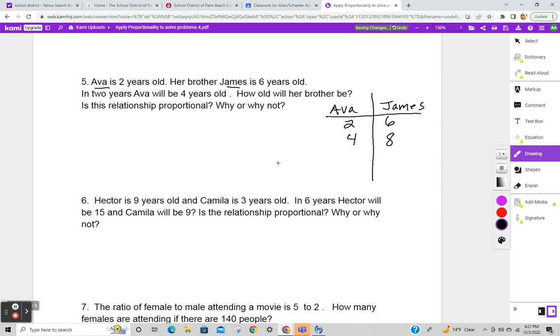So how old is her brother? He's 8 after 2 years. Is this relationship proportional? Well, let's see if it has a constant ratio. 6 divided by 2, that's 3. 8 divided by 4, that's 2. So there is no constant ratio. Therefore, this is not proportional.